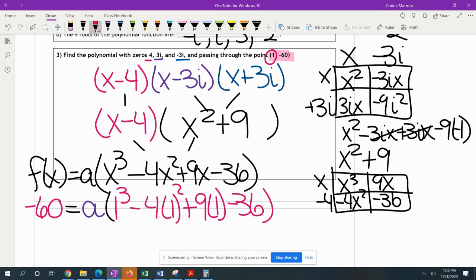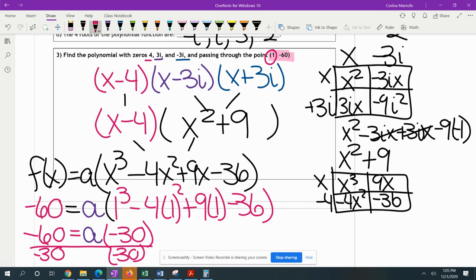So we can put all that in our calculator exactly the way we see it, or you can do mental math, and we're trying to figure out what a is. Okay, so I'm going to go ahead and put it in my calculator real quick. 1 minus 4 plus 9 minus 36. This gives me negative 30. Okay, so our last step to solve for a is to divide by the negative 30. Negative 60 divided by negative 30 gives us 2. So that means a is equal to 2.